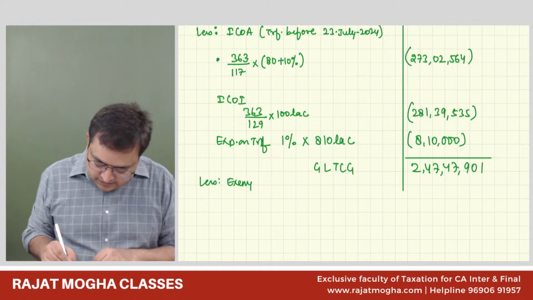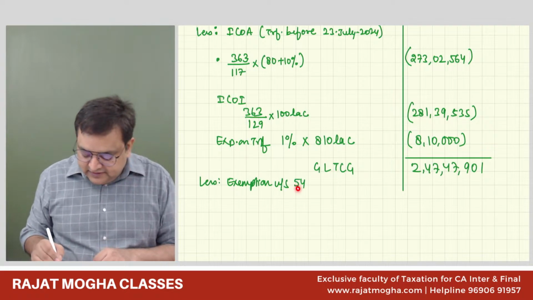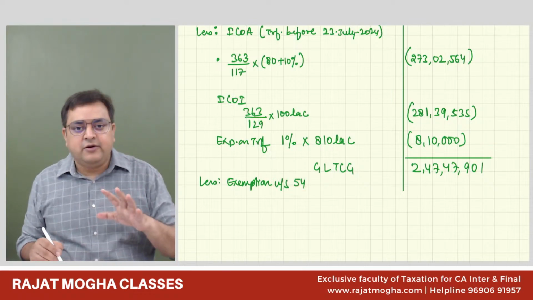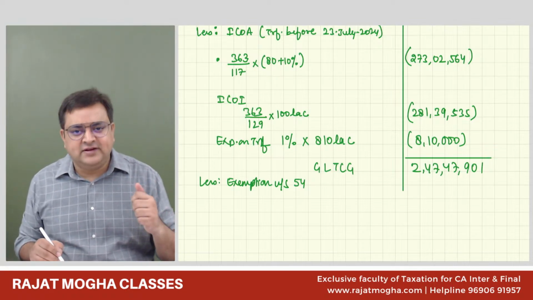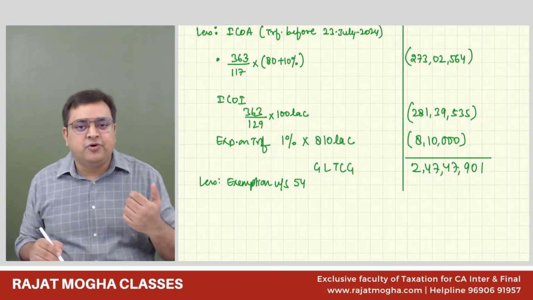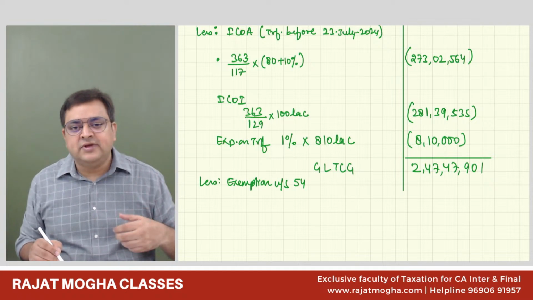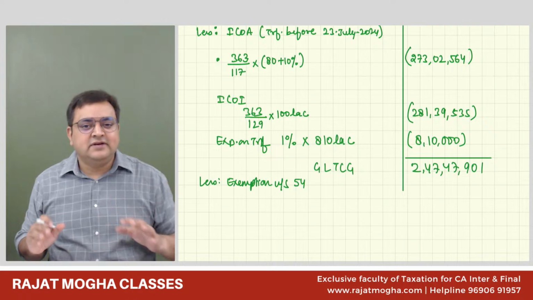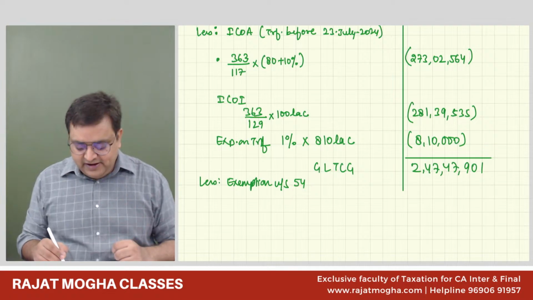Exemption under section 54. In case you don't remember the section number, you can just write exemption in your examination. But I would highly request you, for capital gain, the section 54 series you should remember. There are only 4-5 sections now. 54, 54B for agriculture land, 54EC, investment in bonds, 54F, when you sell any long-term asset other than a residential house and you purchase or construct a residential house. 54D is not that important, but at least these sections you should remember with numbers. In case you forgot the section number, then at least write exemption.